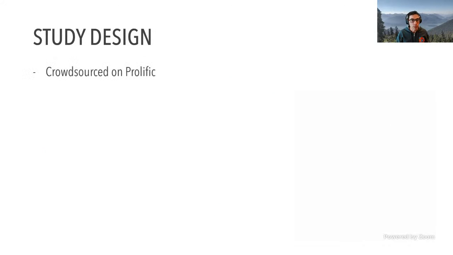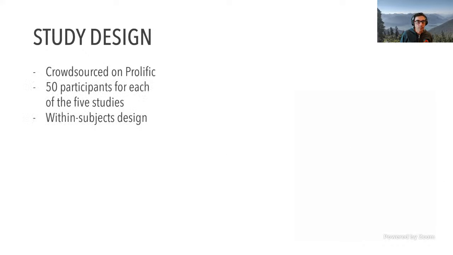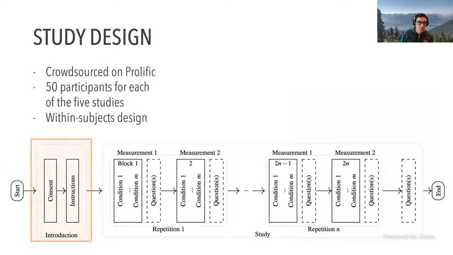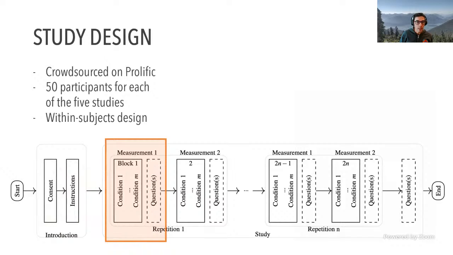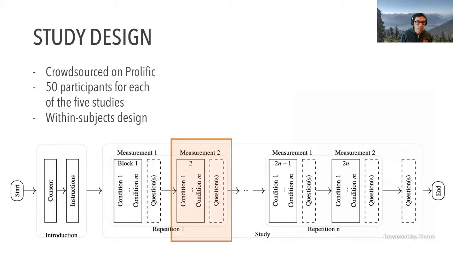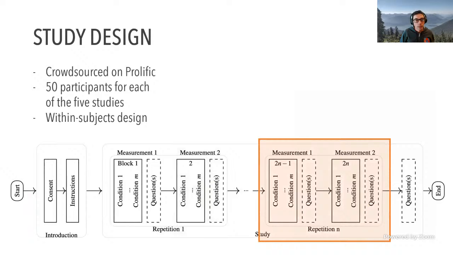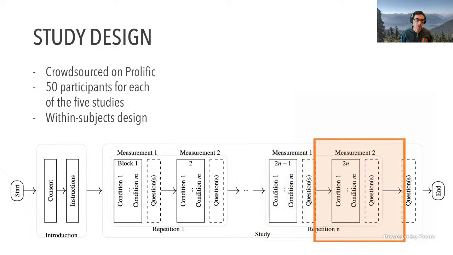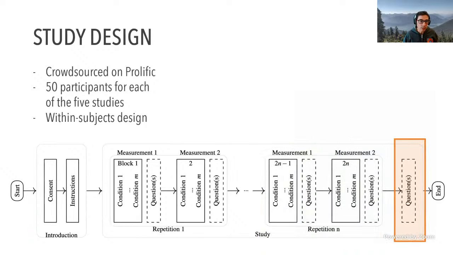We used the Prolific platform to administer each study to 50 participants in a within-subject design. And for all studies, participants started by providing consent and reading instructions for the study. Then they rated either the arousal or the valence of each condition. Then they did the same for either arousal or valence, depending on their assigned order. And they repeated this 3 times, with the exception of one of the studies where there were only 2 repetitions for time constraints. Finally, they answered some open-ended questions before completing the study.